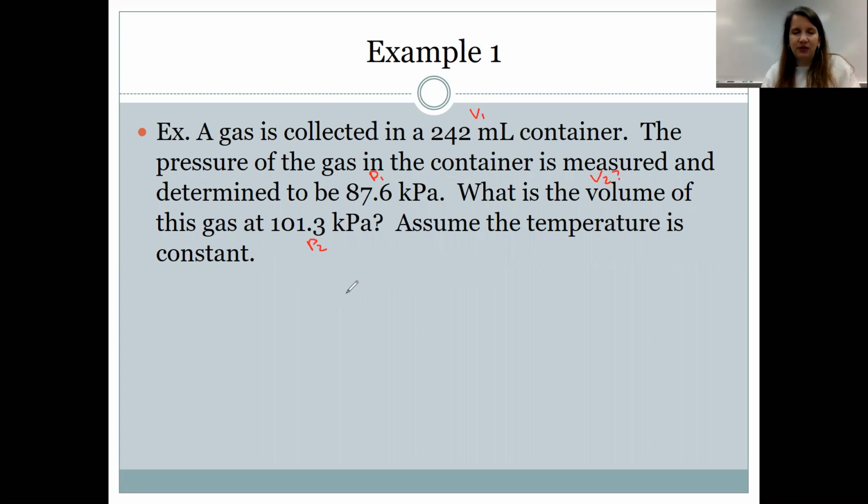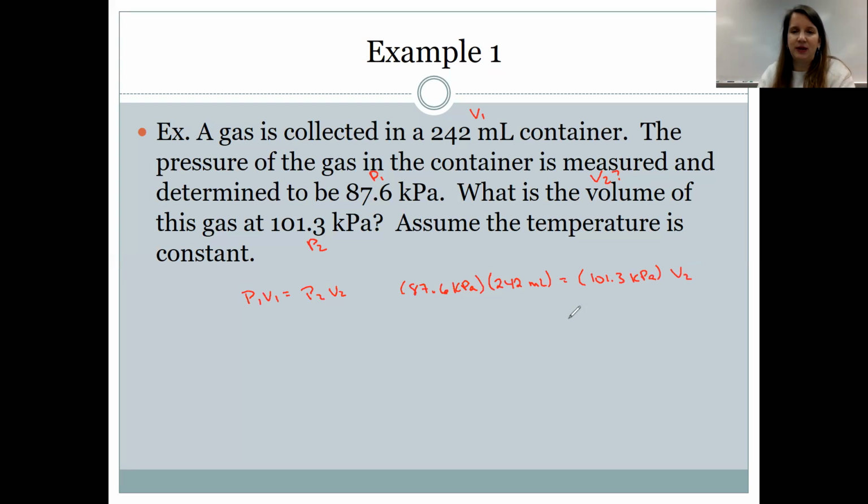Since we're just dealing with volume and pressure, you look on the equations on the back of your periodic table and find the one that just has volume and pressure. That one is P1V1 equals P2V2. Then you can plug in the values. Our P1 is 87.6 kPa. I'm going to leave these in kPa because we have kPa on both sides. Our V1 is 242 milliliters. Our P2 is 101.3 kPa. And we're solving for V2, that's our X.